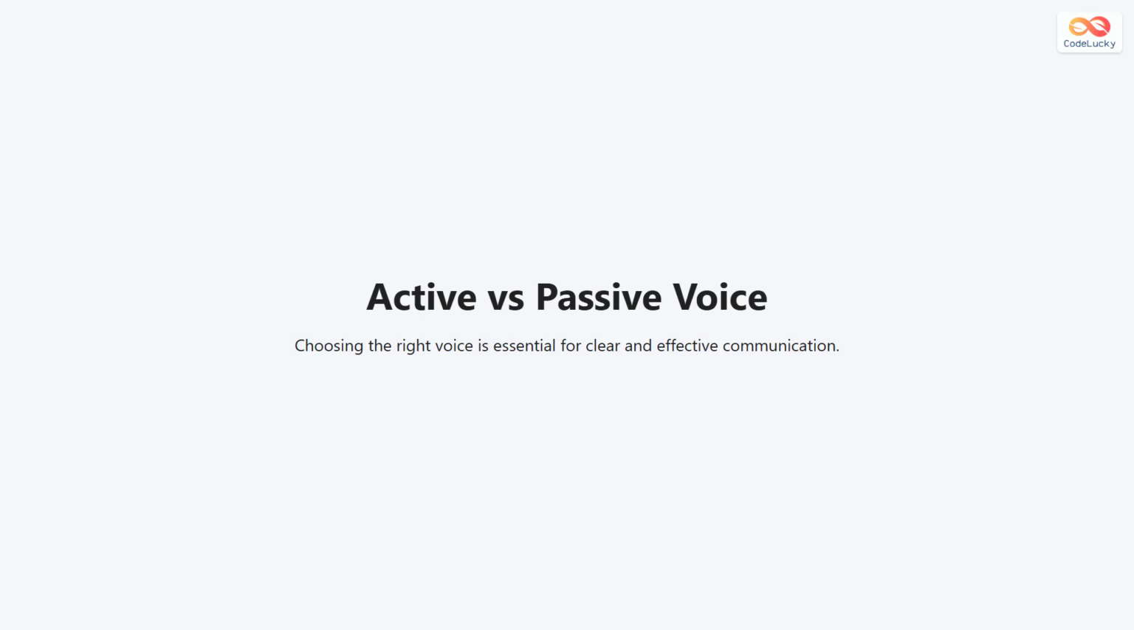Active voice and passive voice are two important ways to structure sentences in English. Choosing the right voice helps make your communication clear and effective. Understanding both will improve your writing and speaking skills.